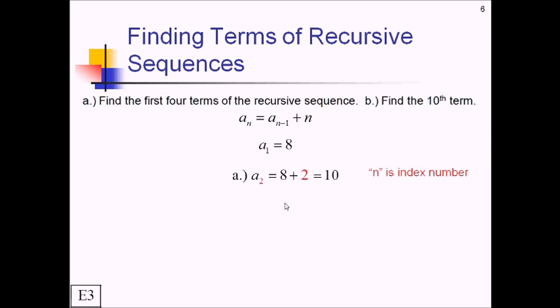Now, to get the third number, we need to do this last answer, 10 plus 3, because, again, that's the current index, giving us 13. How about the next one? Oh, well, that's just 13 plus 4, which is 17. We could keep doing this, but how about if we want the 10th term?